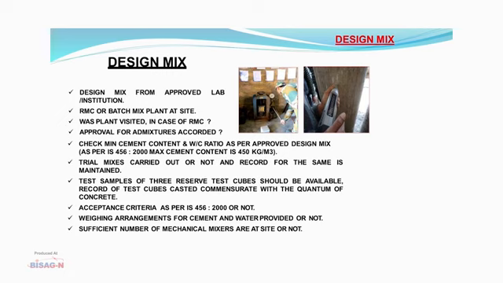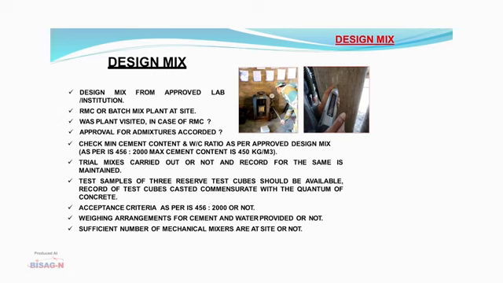The check for minimum cement content and water ratio has to be pre-approved as per the design mix. Trial mixes should be carried out and placed on record, and the register for the same has to be maintained. The test samples of 3 reserve test cubes for each casting should be made available, and the results obtained have to be checked time and again at the site lab, which gives the quality assurance of the construction activity being carried out. The acceptance criteria has to be as per IS 456-2000. Weighing arrangements for cement and water have to be provided at site.